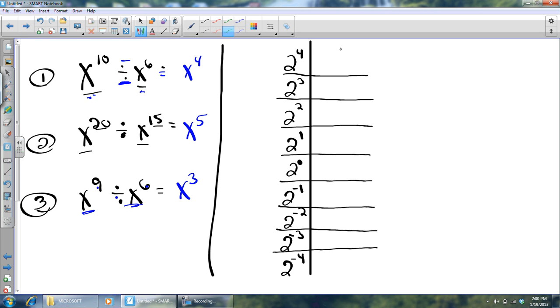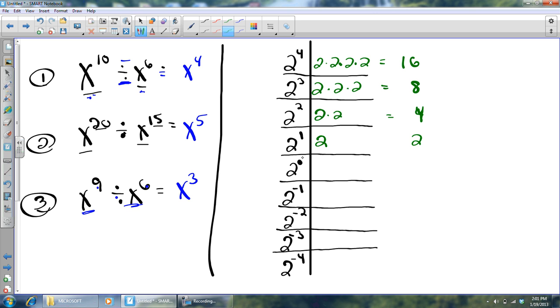2 to the fourth is 2 times 2 times 2 times 2, right? And that is going to be 16. 2 to the third, there's 1 less 2. That'll be 8. 2 to the second is 4. 2 to the first is 2.